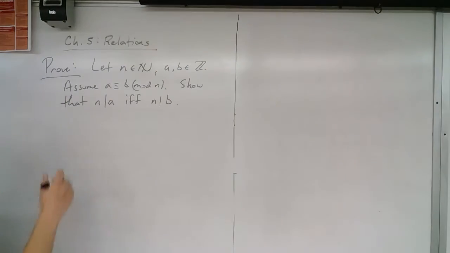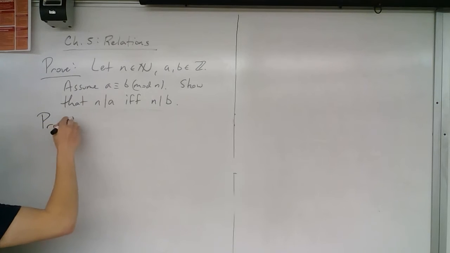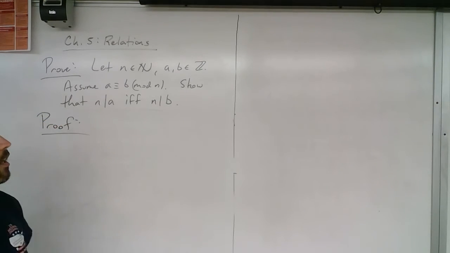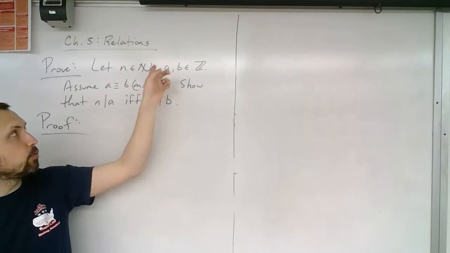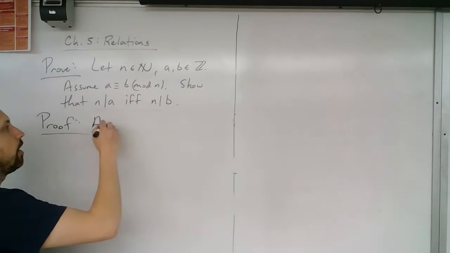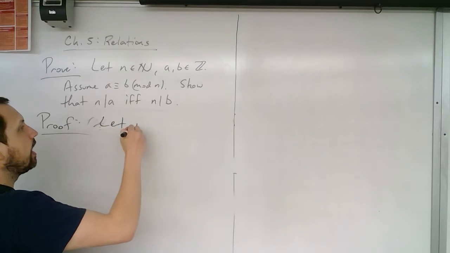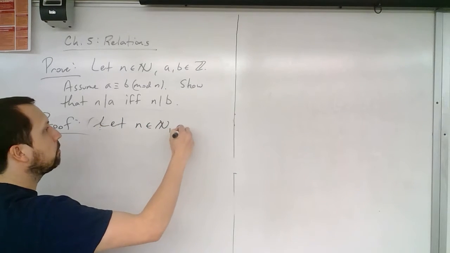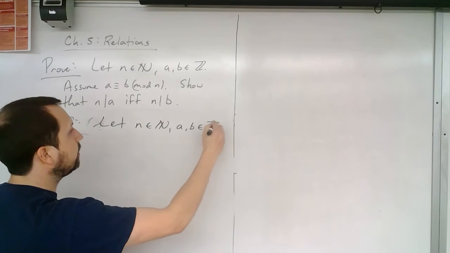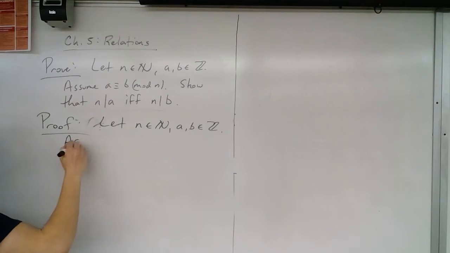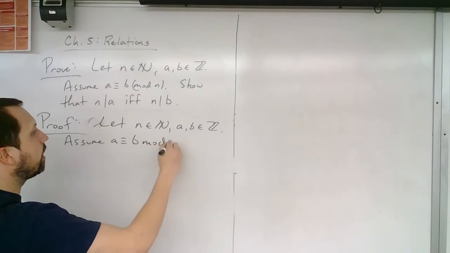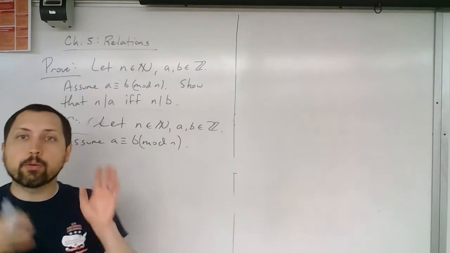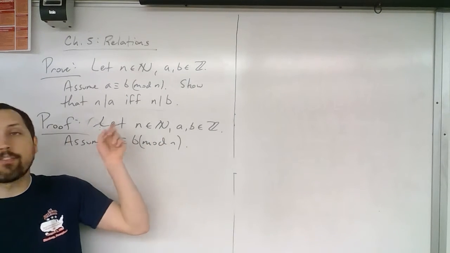Okay, so when it comes to this proof that we're going to look at, first off, we have some basic assumptions, right? So we can just work with these. So we can say now let n be a natural number, a and b are integers, and we can now say assume a is congruent to b mod n. Now, where we're trying to go is we're trying to prove this if and only if statement.